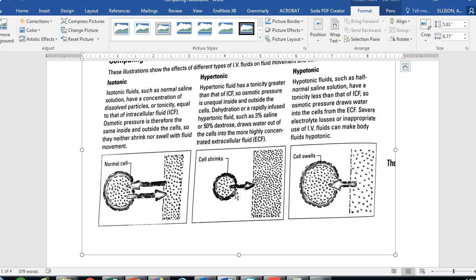Some examples: so if normal saline is 0.9%, anything above 0.9% is hypertonic. So a whole number, like 3% sodium chloride, is a hypertonic solution. D10W is a hypertonic solution.